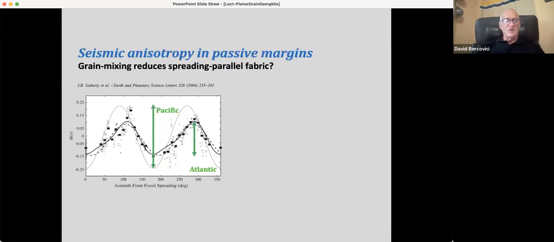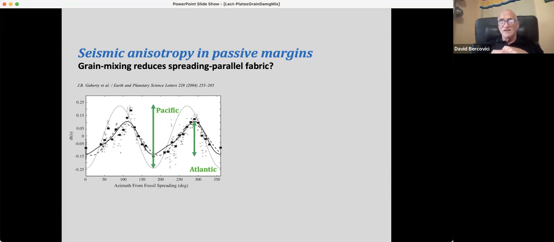And this is something, do we see it? Do we actually see something like this in the oceans? And this will be basically the end. Okay. Maybe, I mean, this is a bit speculative, but if we look at the difference in fabric and basically anisotropy, and this is P-wave anisotropy that's observed in the Pacific versus the Atlantic, okay?